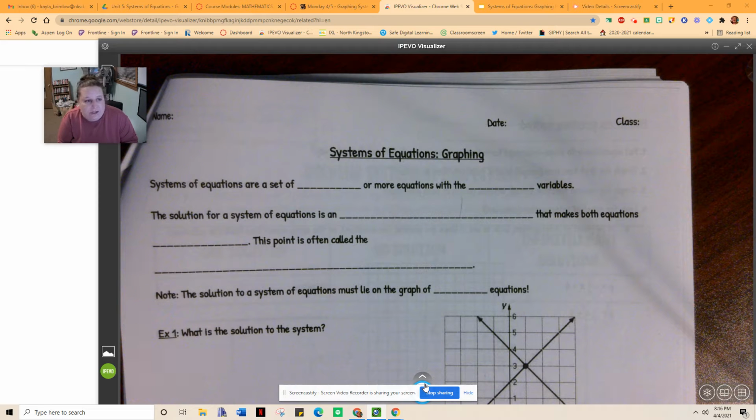So we've done two different investigations, and now we're going to bring it all together in these notes. This is page 11 of your notes. If you don't have the notes yet, they are linked in Canvas. So, systems of equations graphing.